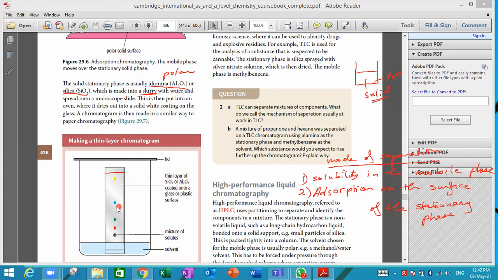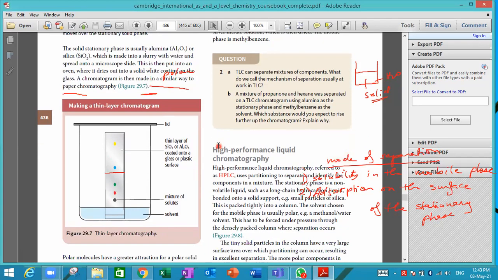Either our components are colored so we can see their places, or else we can spray them with a locating agent to determine their positions, and we calculate the retardation factor of each solute from the other. We can calculate the different retardation factors, and from which we can determine our components from reference books. Okay.